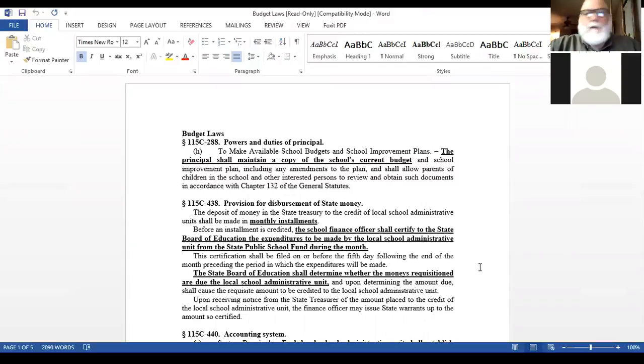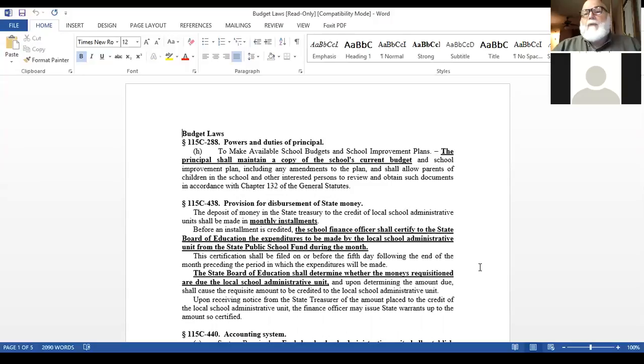Let me run through those for you. 288 says that you are to make available budgets and school improvement plans. Principals shall maintain a copy of the current budget and shall allow parents of children in the school and any other interested persons to review and obtain such documents.